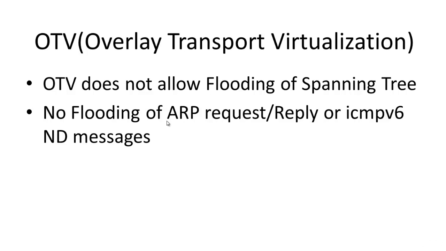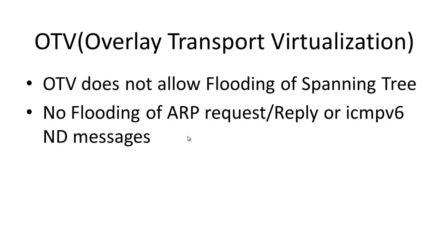It doesn't forward the flooding of ARP request, reply or ICMPv6 neighbor discovery messages. I mean to say that the flooding of these messages is not allowed to cross over the OTV tunnel. Once the OTV tunnel is formed, these things will not be allowed. It's basically a loop prevention or control method. So ARP request and reply will not be forwarded.